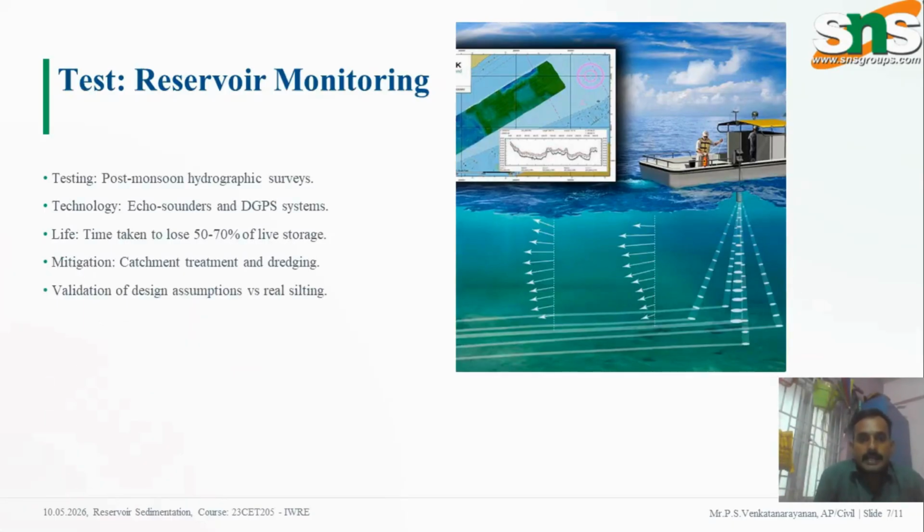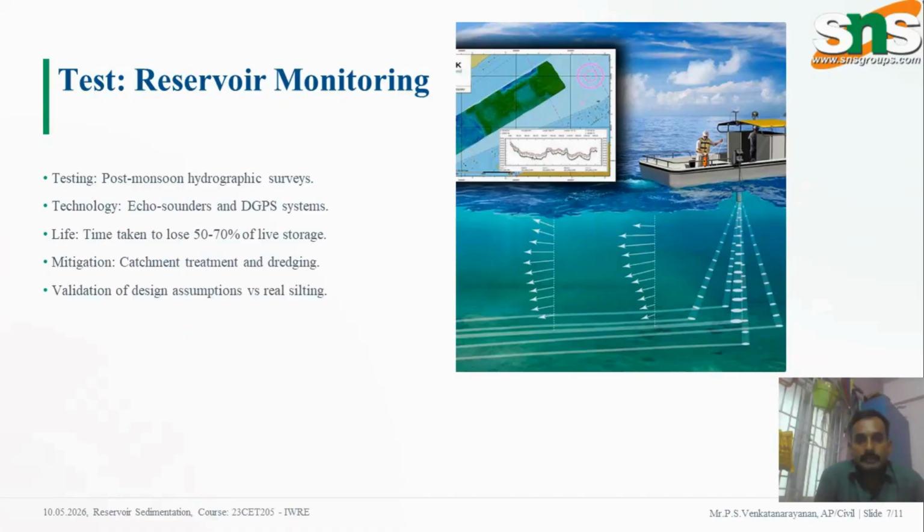Next method is testing stage. Reservoir monitoring is necessary to evaluate sedimentation and validate design assumptions. One common method is conducting post-monsoon hydrographic surveys to measure storage changes after every rainy season. Modern technologies such as echo sounders and differential GPS systems are used for accurate depth and location measurements.